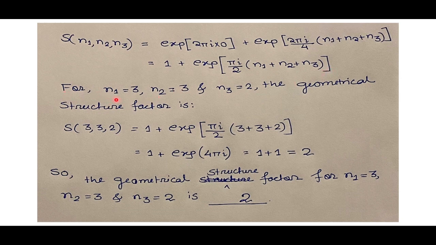Now for n1 equals 3, n2 equals 3 and n3 equals 2, the geometrical structure factor is, so you just put the values here. It will give 3 plus 3 plus 2, this will give you 8. So eventually you will get 1 plus exponential of 4 pi i. Now you know exponential of an integral multiple of 2 pi i will give you 1. So this term will give you 1, so it will be 1 plus 1, 2. The geometrical structure factor for this crystal structure will be 2 for this given n1, n2 and n3 values.